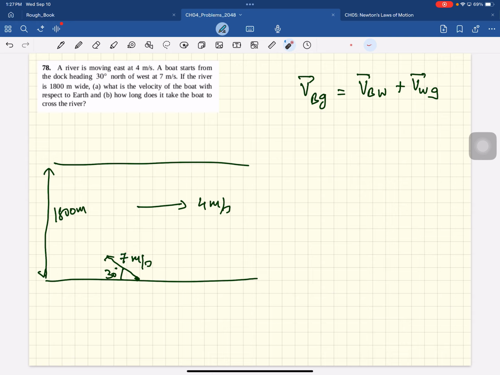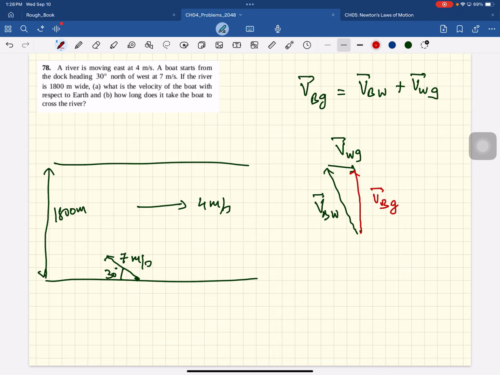Okay? Did you guys understand that? So if the river is flowing this way and you point your boat in this direction, the river drags you along like that, and so here is your net velocity. So in diagrams, here is the velocity of the boat with respect to water, and there is the velocity of the water with respect to ground, and this will be the velocity of the boat with respect to the ground.